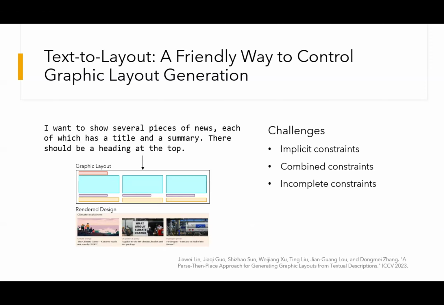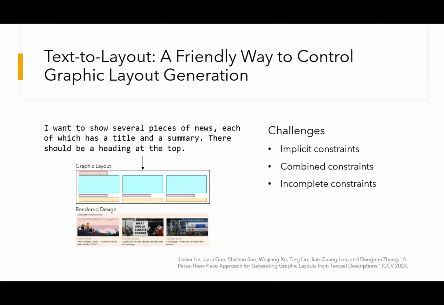There are several challenges in this task. The first one is implicit constraints. For example, here the title and the summary actually both refer to text boxes. And also, the constraints may be combined together. For example, here are constraints about types, like a title and a summary. And there are also constraints about position, like a heading at the top.